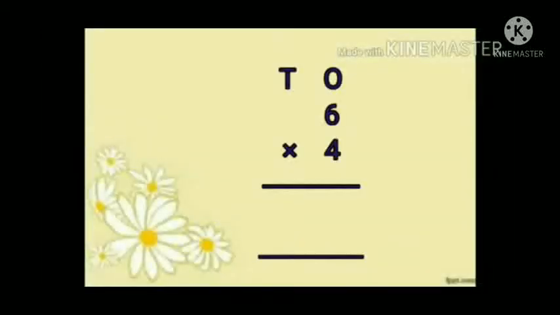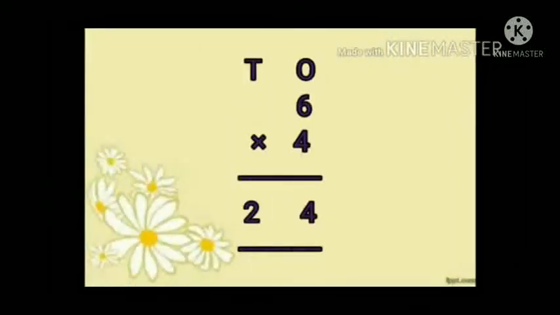Next example, 6 into 4. Okay. Now 4 is the multiplier, so you should speak the table of 4 up to 6. 4 ones are 4, 4 twos are 8, 4 threes are 12, 4 fours are 16, 4 fives are 20, 4 sixes are 24. Now we will stop saying the table and we got the answer. Did you recite the table? 4 sixes are 24. So that is why below this the product is 24.